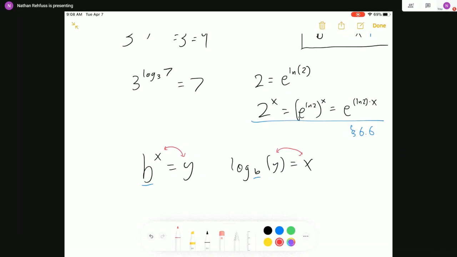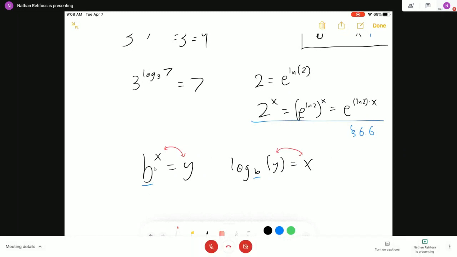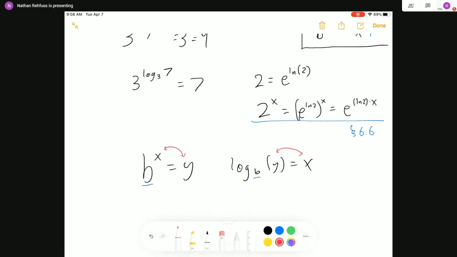But another way you can think of it is that these are inverse functions. So if my output from b to the x is y, then if I plug that into the inverse, I get my input back. So the input and the output of these two functions have changed places, like an inverse function does. It changes the x and y coordinates around. That's why it mirrors over that blue dotted line y equals x. So that's a second way to remember how to switch between exponent form and logarithm form. It's two ways of thinking of the same thing.